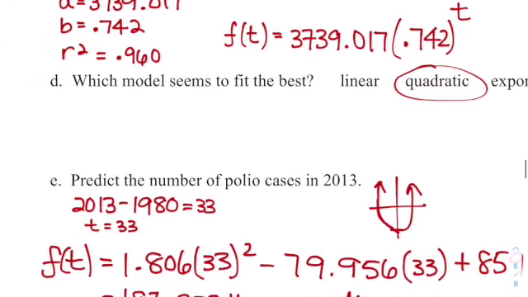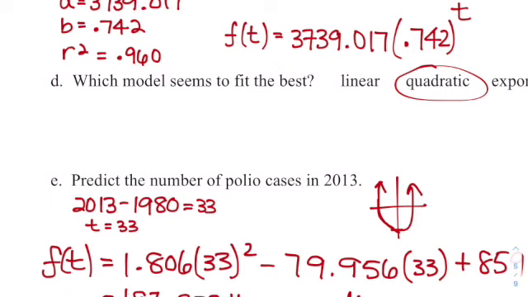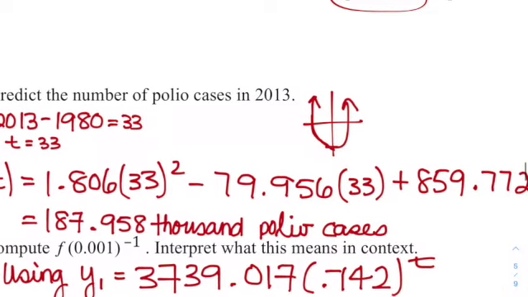Next thing, F. Compute f inverse of 0.001. That means that's an inverse. That is how many cases are left, and we want you to find the number of years that's possible. So interpret what this means in context. I am going to put my equation in y equals, and I'm going to use the table like I showed you guys to do in the previous problems.